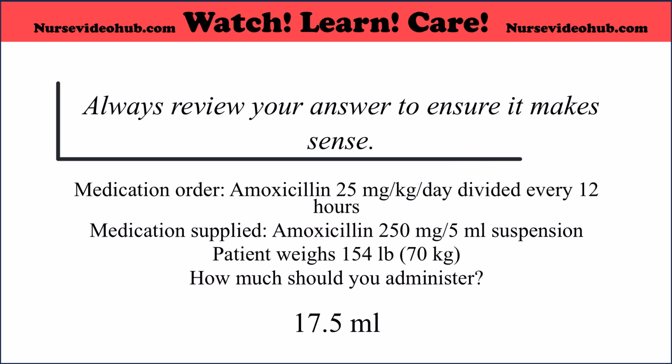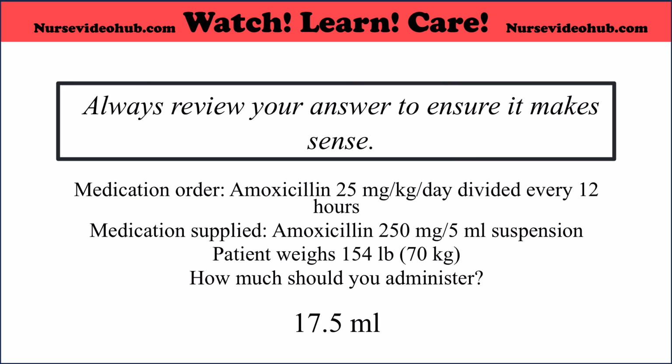Always review your answer to make sure it makes sense. You need to administer 875 milligrams of medication. There are 250 milligrams in 5 milliliters. You can see that you will need a little more than 3 times the dose. 250 times 3 equals 750. That would mean you need a little bit more than 15 milliliters. Your answer of 17.5 milliliters makes sense.